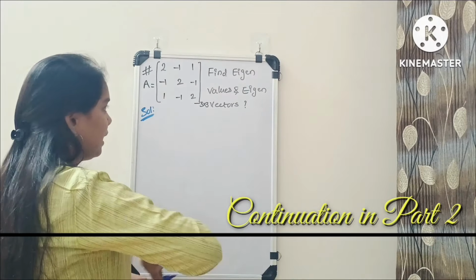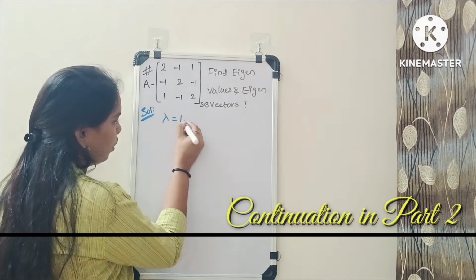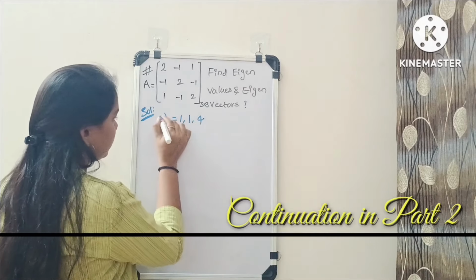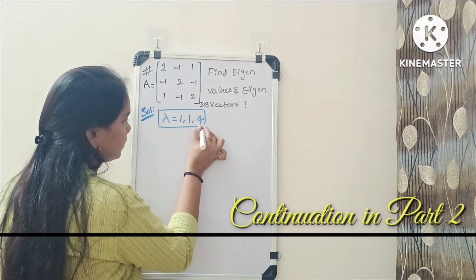What did we get? Eigenvalues. We got lambda equal to 1, 1, 4. These are the eigenvalues for this matrix.